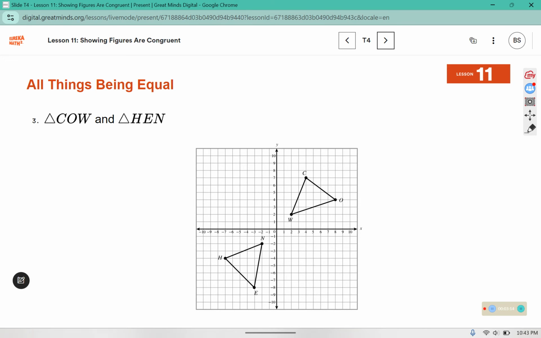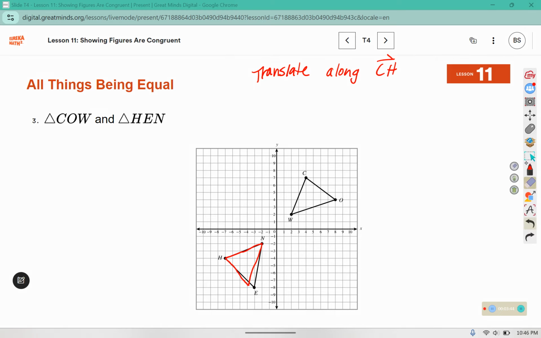Number 3. C is supposed to line up with H, so I'm going to start by translating C to H. O, this point here, is supposed to match up with E, this point here. But no matter how much I turn it, it's never going to be long enough to reach from H to E. I could try reflecting it, but then it would look like this, and it still isn't going to line up perfectly. So these figures are not congruent.